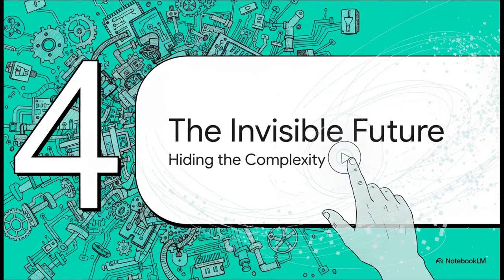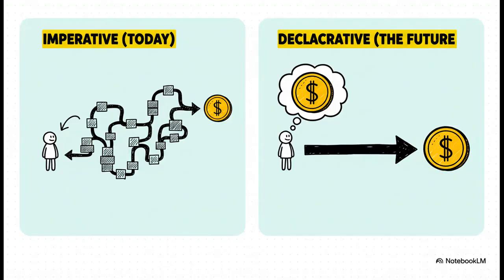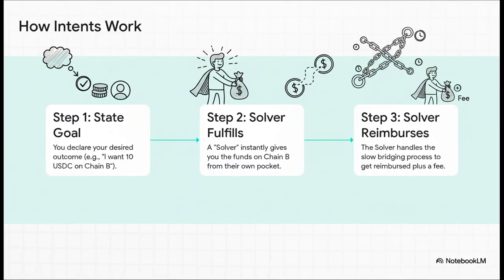Okay, so we've been deep in the technical weeds with all this architectural stuff, but the real end game, the final and most important layer, is all about making this insane complexity just completely disappear for the user. And this slide just nails the paradigm shift. Right now, we live in an imperative world. We have to give the blockchain a super detailed 5-step list of instructions to do anything. The future is declarative. You just state what you want. You declare your intent. I want my money over there. You figure out how to make it happen.